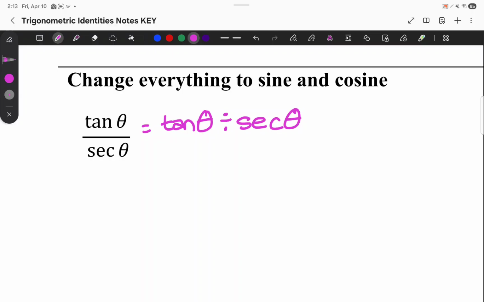But I have a way of writing tan theta in terms of sine and cosine. I also have a way of writing secant theta as cosine instead if I take a reciprocal, right? So if I wanted to rewrite this, what is tan theta equal to if you check your formula sheet? Sine over cosine. So this is sine theta over cosine theta. And then it's going to be divided by, what is secant theta equal to? 1 over cosine theta.